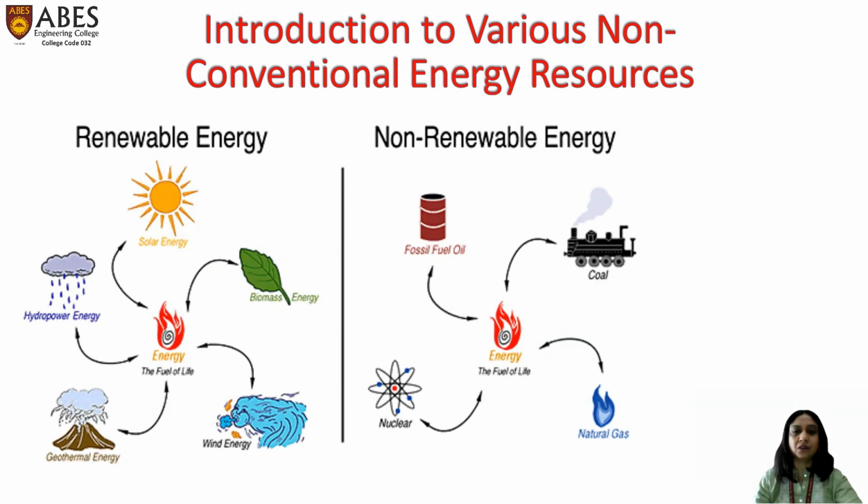And India is using non-renewable energy at a higher rate. We should use renewable energy, and renewable energy examples are solar energy, that is sun energy, hydropower energy, biomass and biofuel, geothermal energy, and wind energy. And the resources of non-renewable energy are fossil fuel, coal, nuclear, and natural gases. Non-renewable energy is also called conventional energy, and renewable energy is also called non-conventional energy.